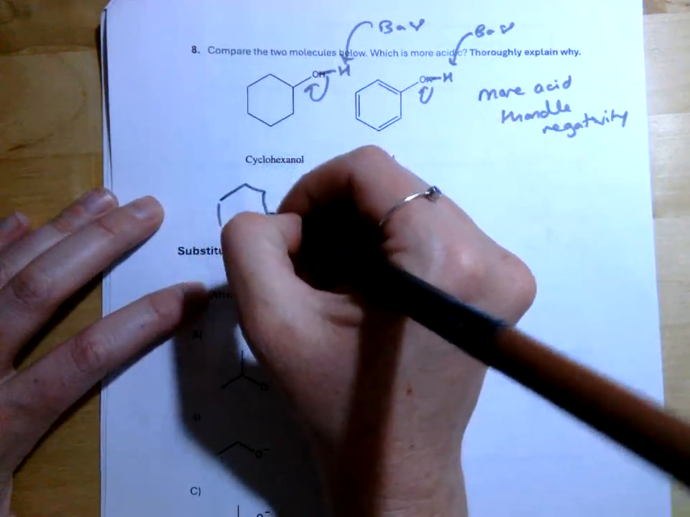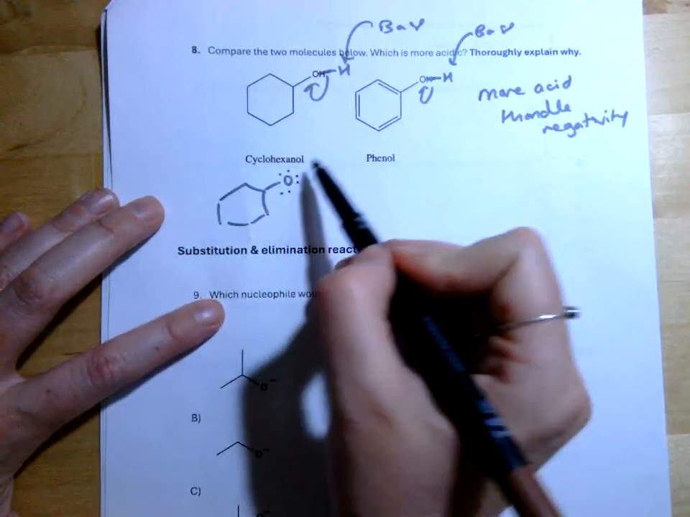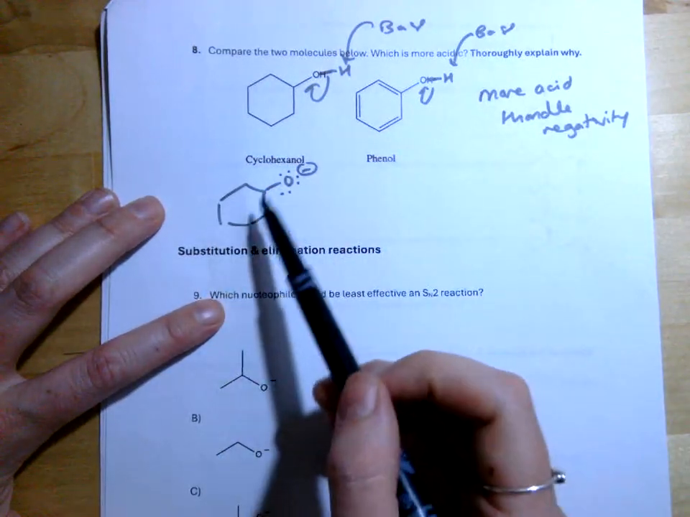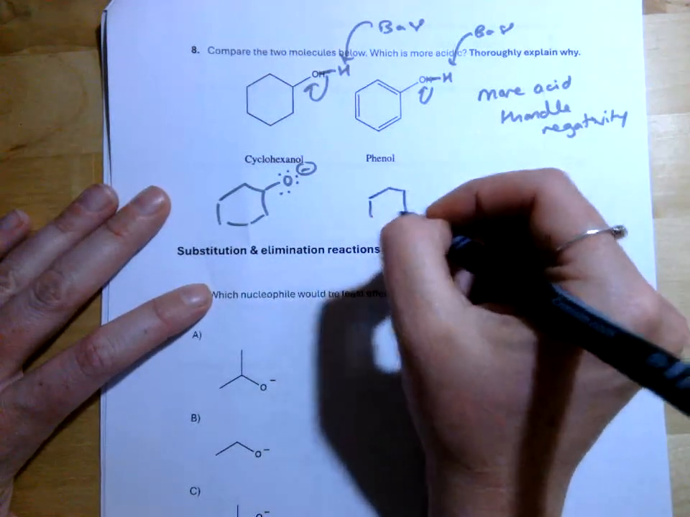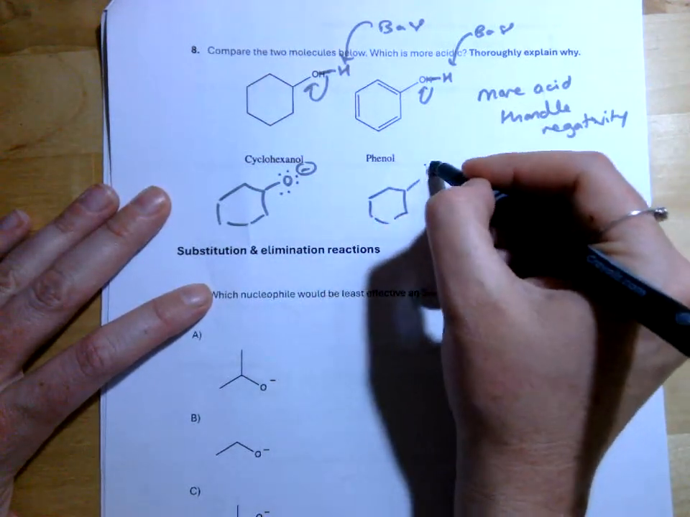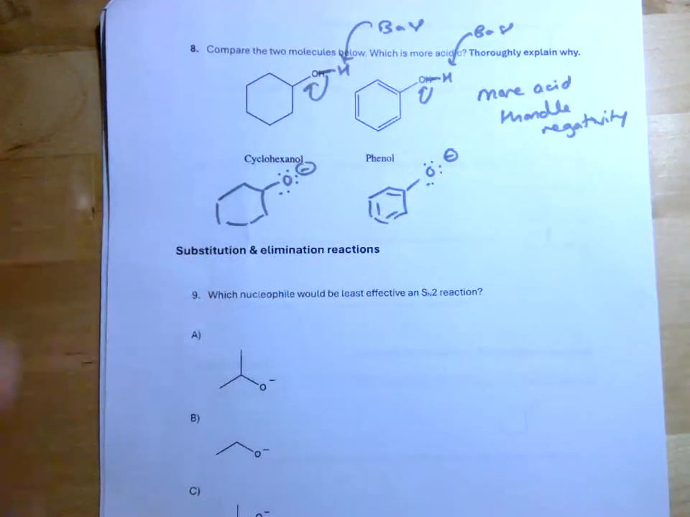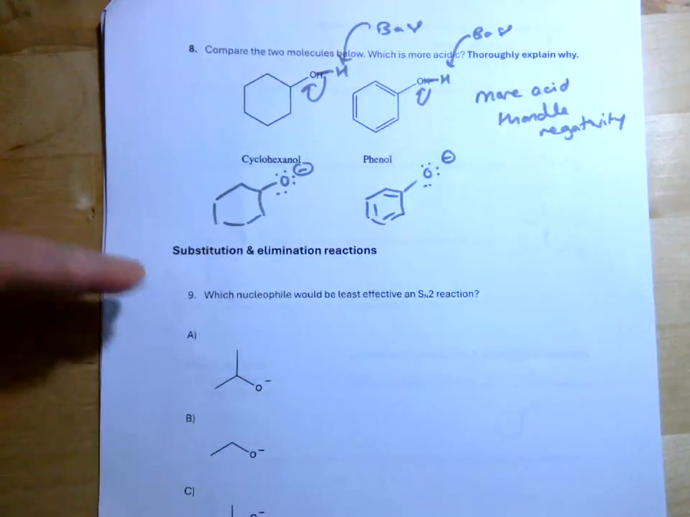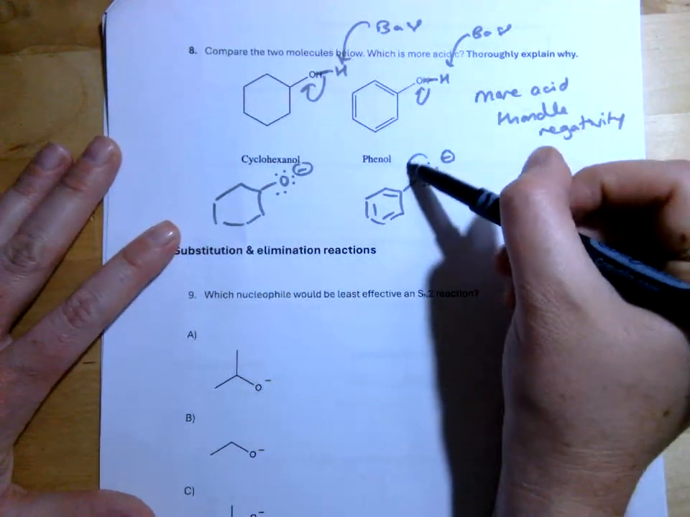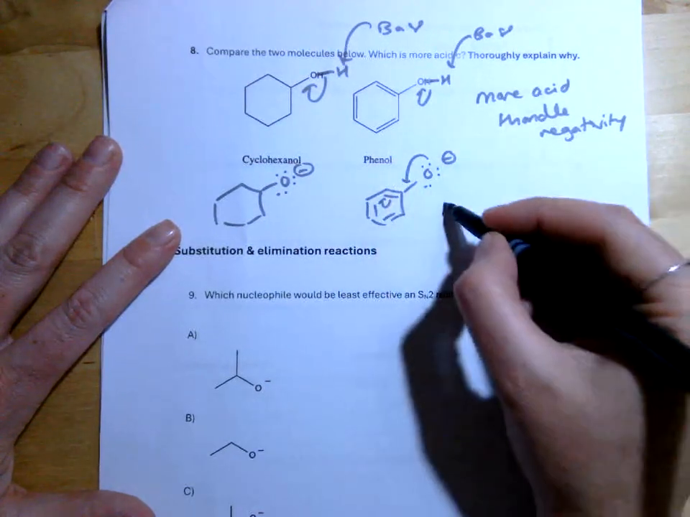So if this cyclohexanol lost its hydrogen and it had this negative charge here, now that negative charge is going to be concentrated fully on the oxygen. But the phenol, it has a negative charge too if it loses its hydrogen, but it has resonance where it can spread that negativity around so it's not concentrated in one area. So this could go here and this could break, and then you would get your negative charge right there.